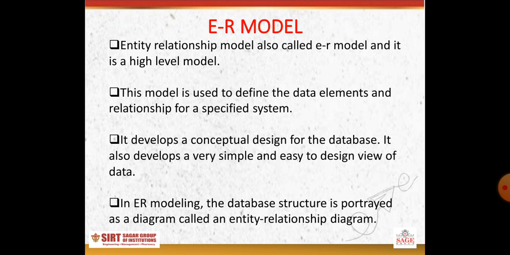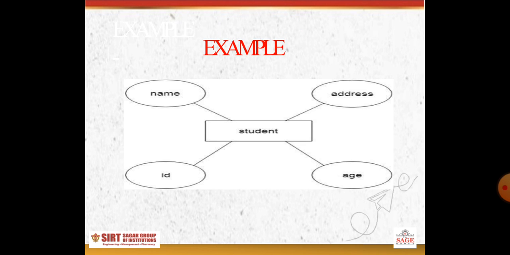And what is the ER model? ER model stands for Entity Relationship Model, and it is also called High Level Model. Basically, this model is used to represent the pictorial representation of database, and it is also used to define the data elements and relationship for a specified system. Also, it develops a conceptual design for the database, and it also develops a very simple and easy design view of data. In ER modeling, database structure is portrayed as a diagram which is called entity relationship diagram.